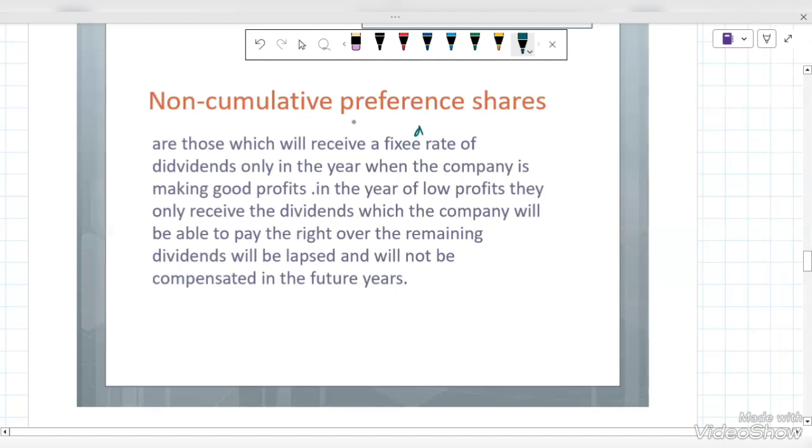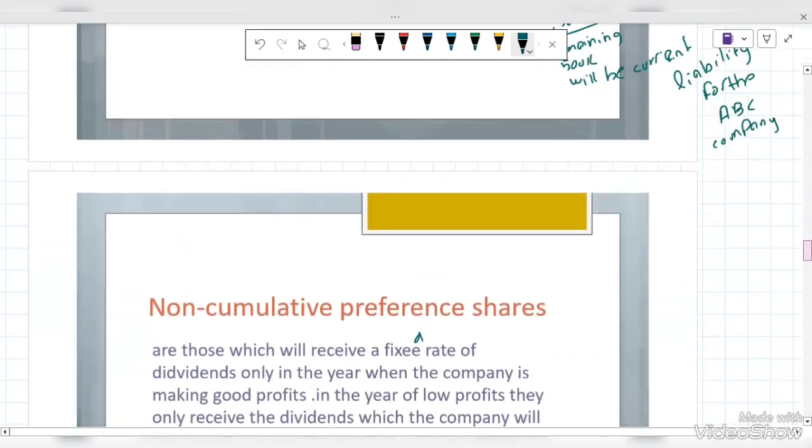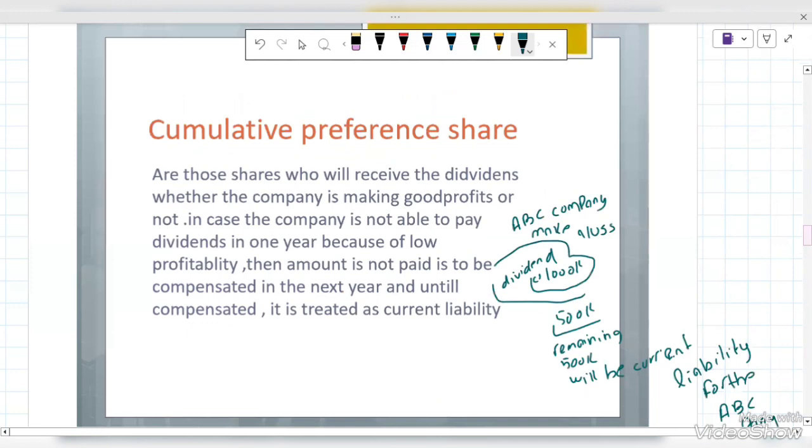Okay. So the other is non-cumulative preference shares. Non-cumulative preference shares are those which will receive a fixed rate of dividends only in the year when the company is making good profit. In the year of low profits, they only receive the dividends which the company will be able to pay. The right over the remaining dividends will be lapsed and will not be compensated in the future years. So this is just the vice versa of cumulative preference shares.